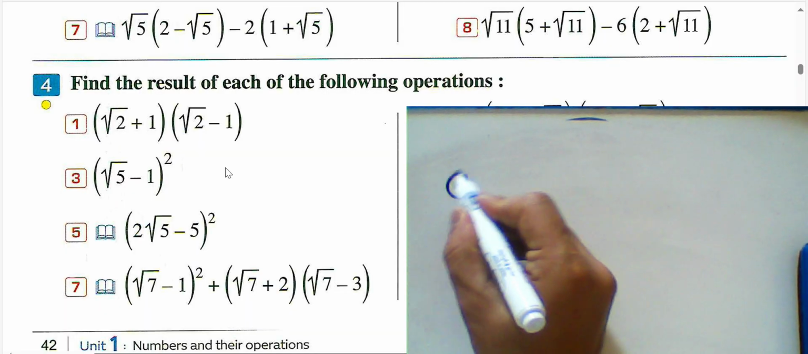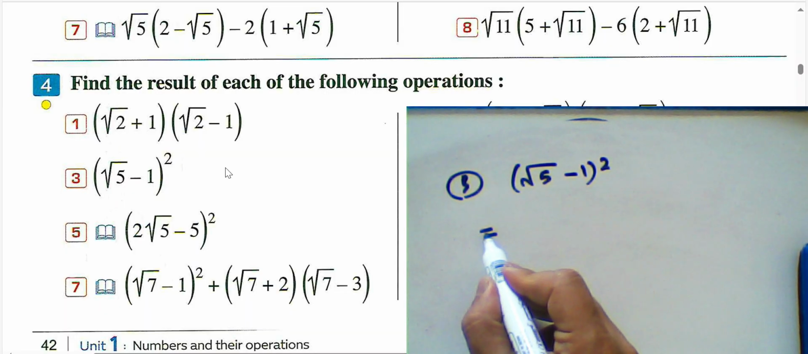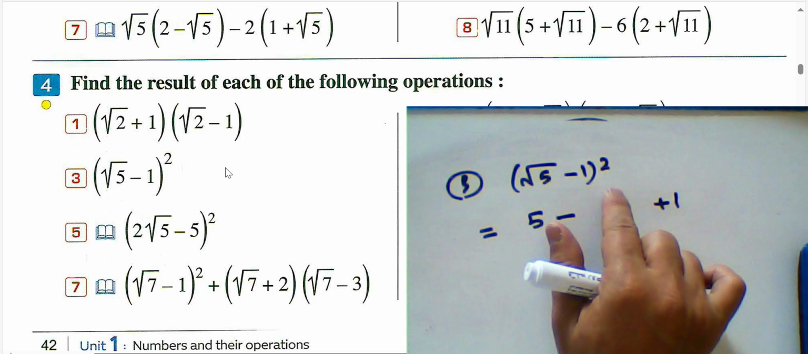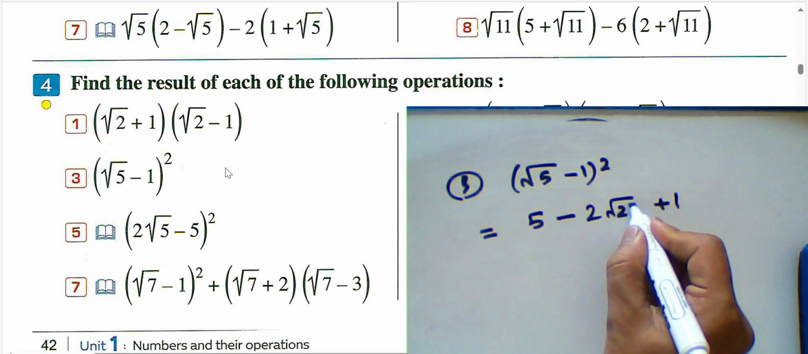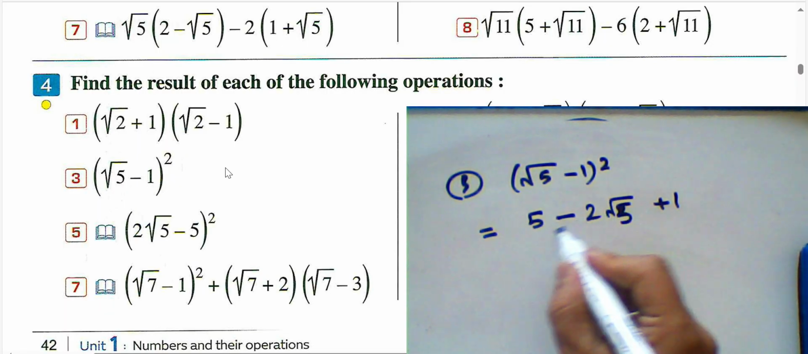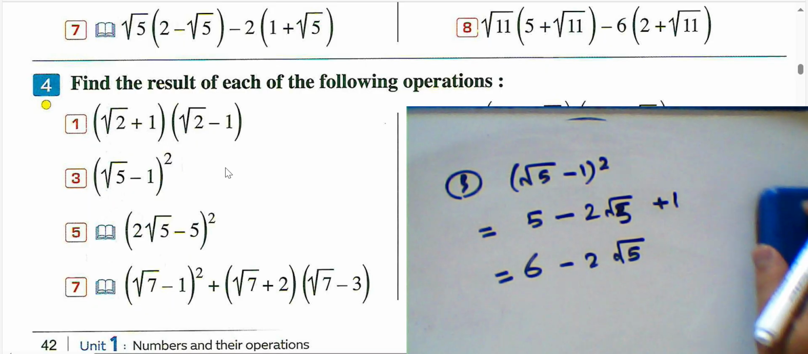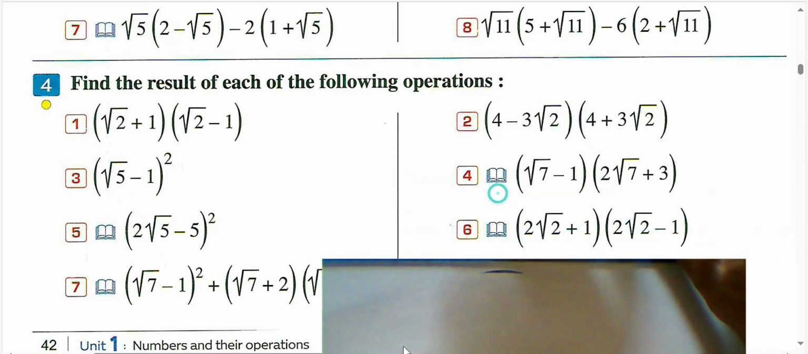Question number 3. Root 5 minus 1 all power 2. Root 5 power 2, it will be 5. Negative 1 power 2, it will be 1. And the middle, 2 times negative 1, negative 2 times root 5, it will be negative 2 root 5. And then 5 plus 1, 6. 6 subtract by 2 root 5. Okay, next question.